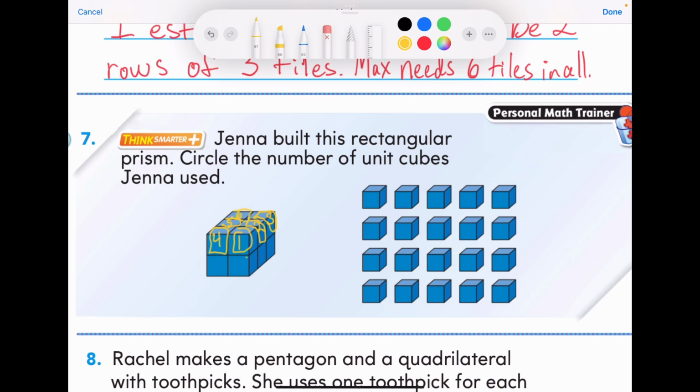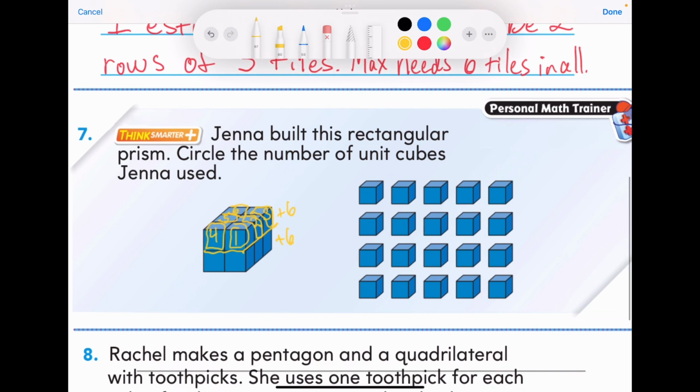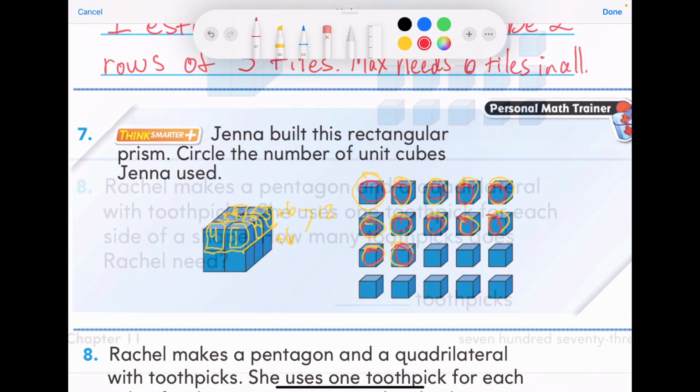So I have 6 on this top layer, which means I would have to have 6 on my bottom layer. So I know that 6 plus 6 would be 12. So I need 12 cubes. So I could just count 1, 2, 3, 4, 5, 6, 7, 8, 9, 10, 11, 12. And if I want to double check, 1 through 12. That is definitely 12 cubes.